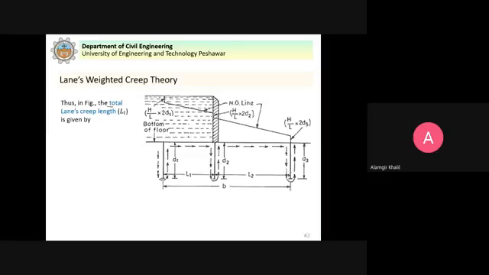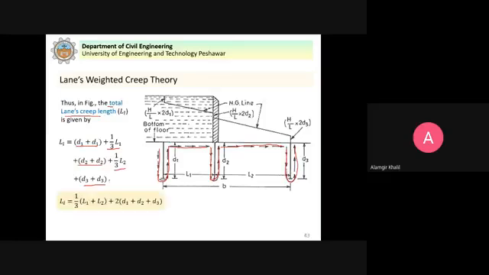So Lane's creep length is then calculated as, see here, D1 vertical, so weighting factor is 1. Now L1 is horizontal, so weighting factor is 1 by 3. Then D2 vertical, so weighting factor 1. Then L2, so you can see again 1 by 3. And D2 vertical, again the weighting factor is 1. So this is the creep length according to Lane's theory, Lane's creep length.